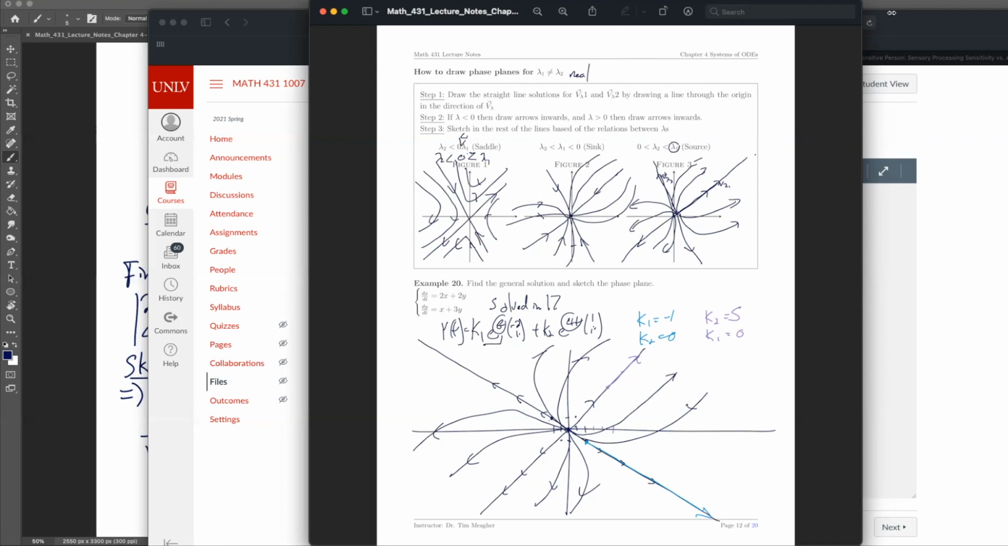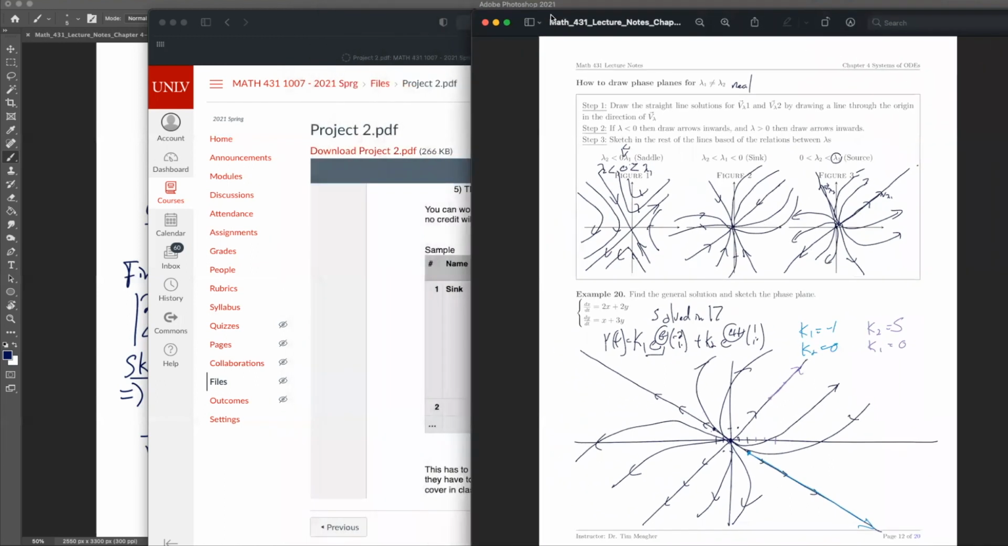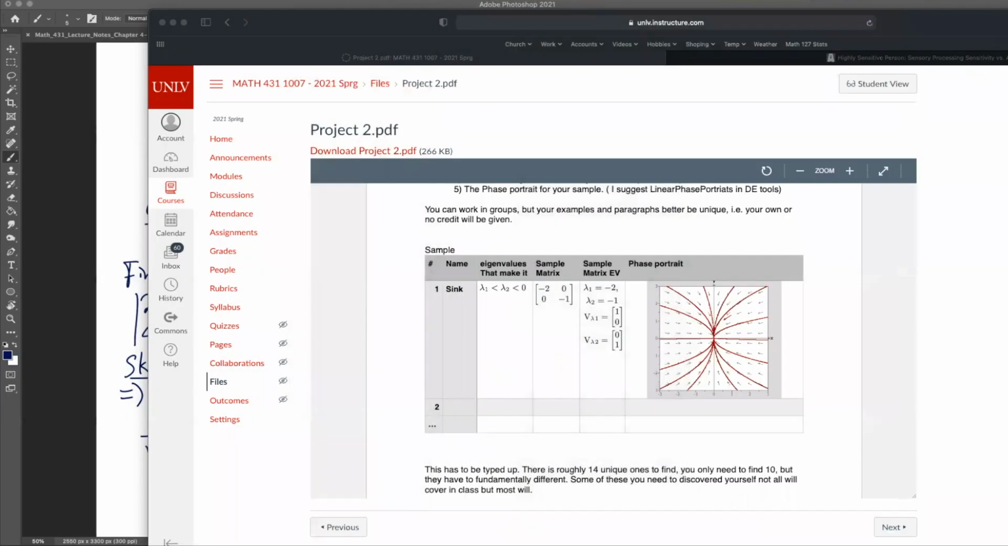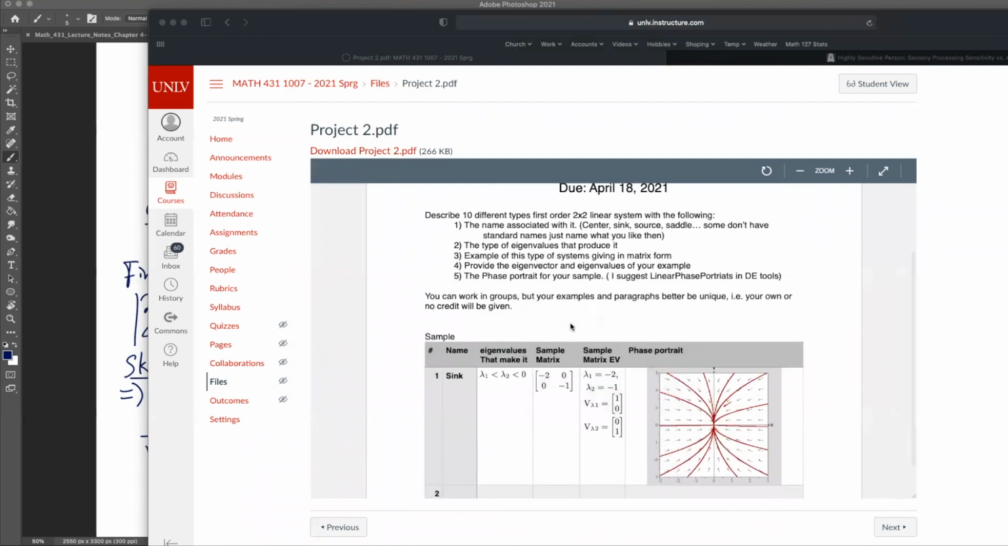And so here, let me just show you briefly. I just want you to create some sort of table, right? And in the table, I do want it typed. The projects I want typed, everything else can be by hand, but these I do want typed because I want to force you to use the computer here and get used to writing this notation. So here, we're going to call this a sink.